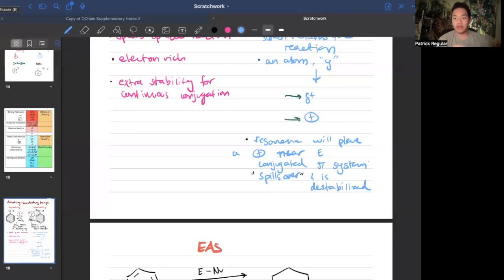Okay, so remember, aromatic rings have a continuous conjugated pi system. And if electron density is being pulled out of the ring, it's destabilizing that entire ring system. On the contrary, if a group is donating, it's speeding up that conjugation system. So it's really stable, right?